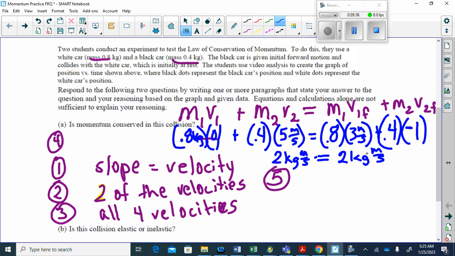So the fifth point was finding that both initial and final momentum are 2. You have to show your work. You have to show these calculations. So describing it and showing the work are both part of your answer. And those are the points in this part. So A is worth 5 points.